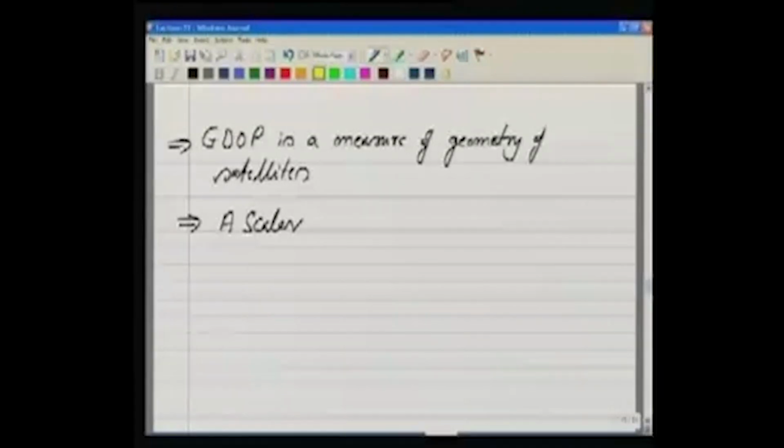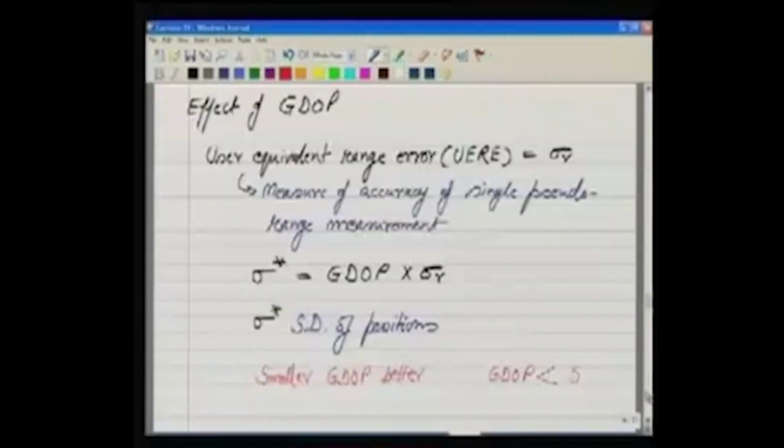Okay, this GDOP is a measure of geometry as we know now, and it's a scalar value. The way it is computed is a scalar. Now what is its effect? What does it do? The effect of GDOP.